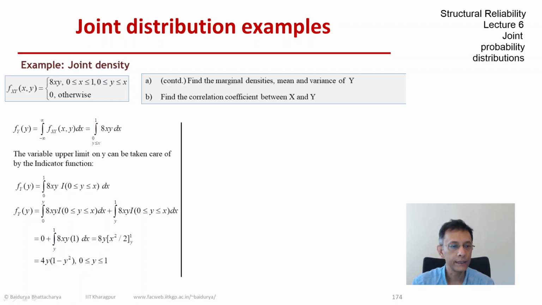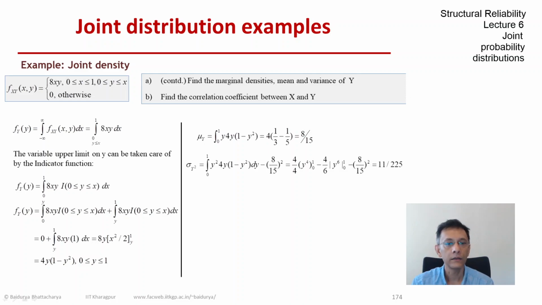And again, like we did for x, let's make sure that this is a legitimate density function, which it is. You can integrate it and you'll see that it comes to 1. The mean of y would again be the integration as you see on the screen, and it comes to 8 over 15. And the variance, likewise, if we go through the math, it should come to 11 over 225.